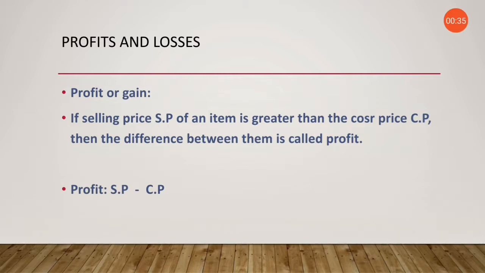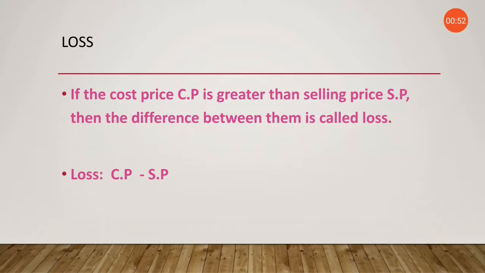The profit is generally considered to be a gain, and if the selling price SP of an item is greater than the cost price CP, then the difference between them is called profit. So profit is equal to SP minus CP. Loss: if the cost price CP is greater than the selling price SP, then the difference between them is considered a loss. So loss is equal to CP minus SP.